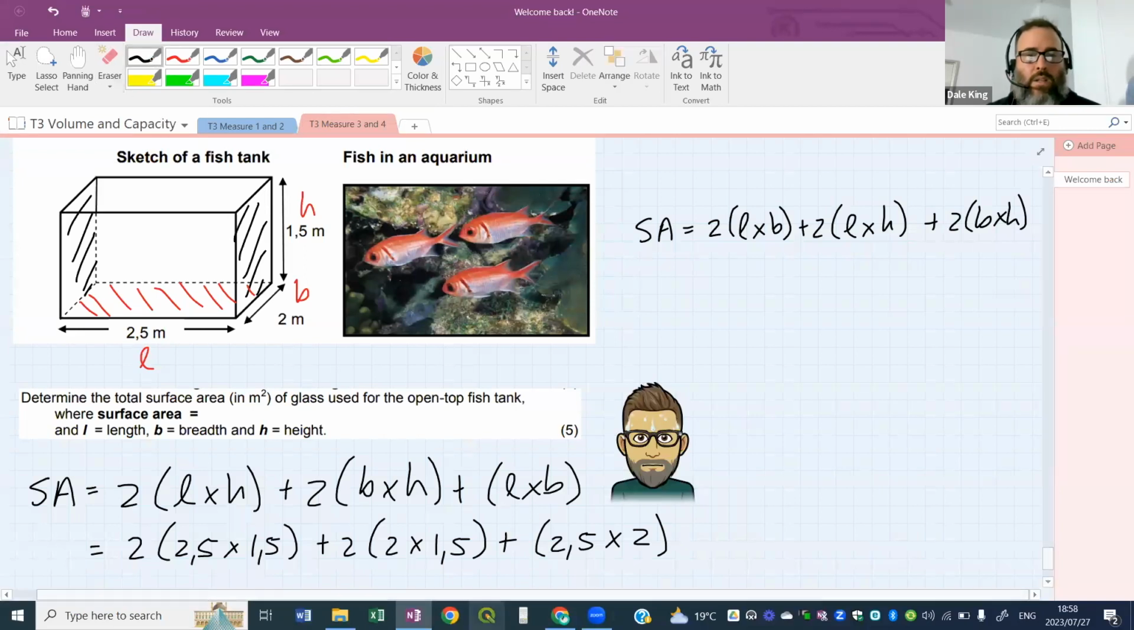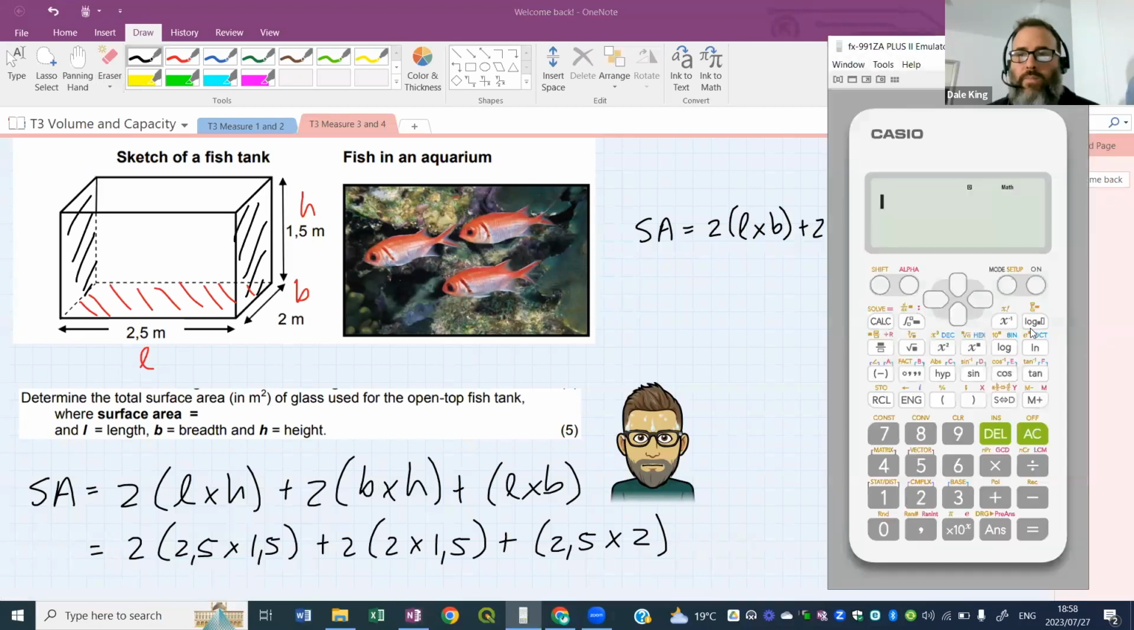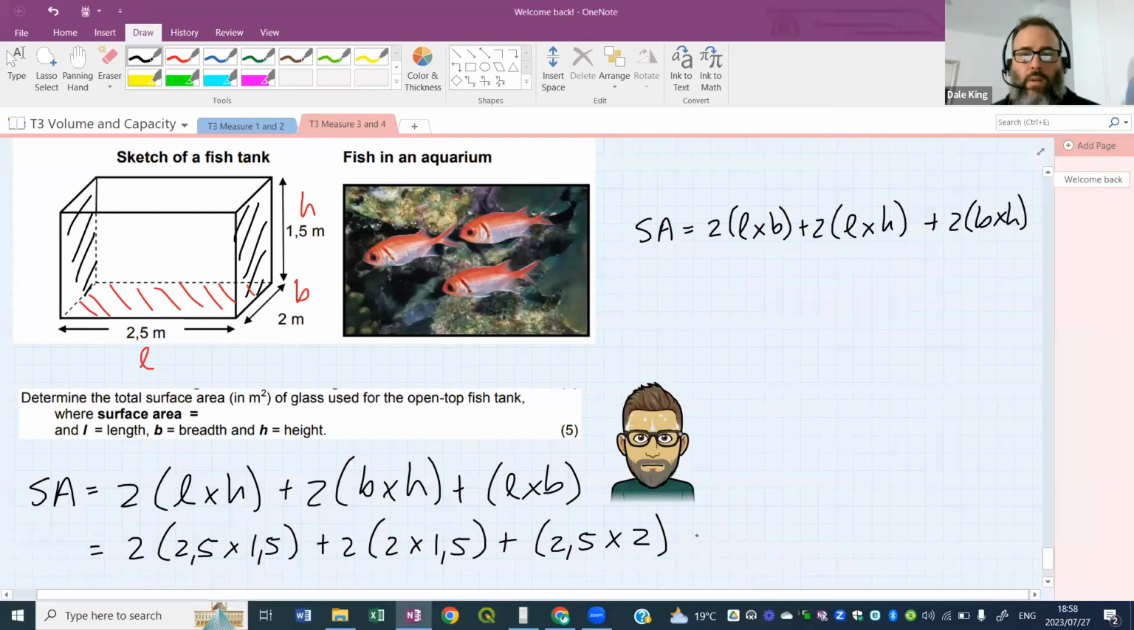Okay. So let's chuck this onto the calculator and see what we're getting. 2,5 times 1,5 plus 2 times 1,5 plus, I love using brackets, 2,5 times 2. All right, that should be all of it. Getting an answer of 18,5. Equals 18,5 meters squared.